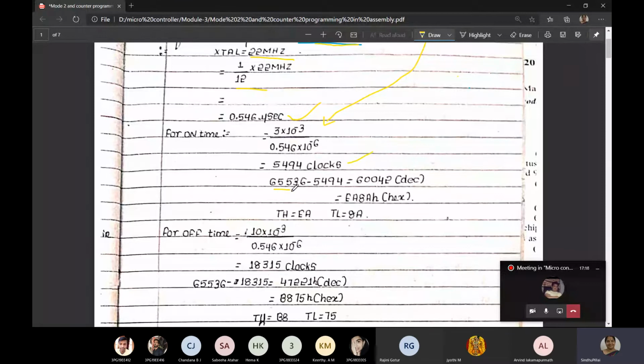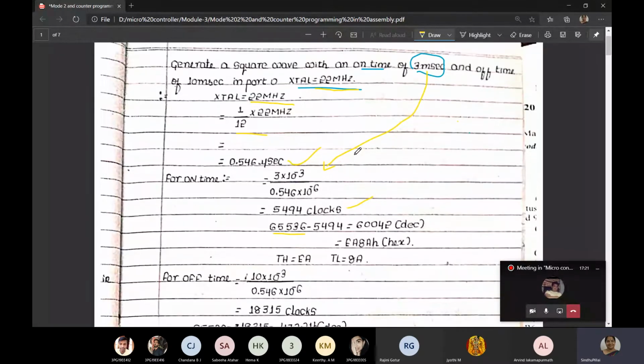That you subtract from the maximum count, since we are doing it for mode 1. Mode 1 is 16 bit and the maximum count is 65536 minus whatever number you are getting here. So the answer will be 60042 in decimal. Convert it into hex. It is EA8AH. So the upper part, EA, should be sent for TH, and 8A should be sent for TL.